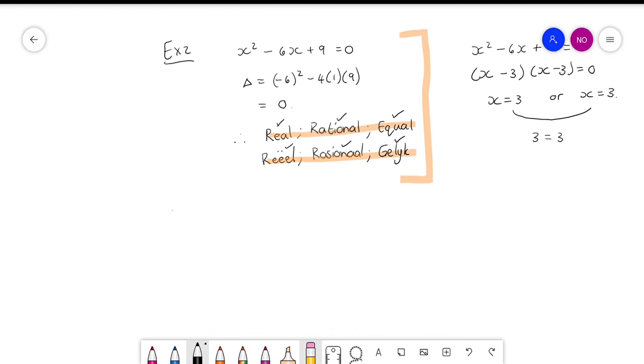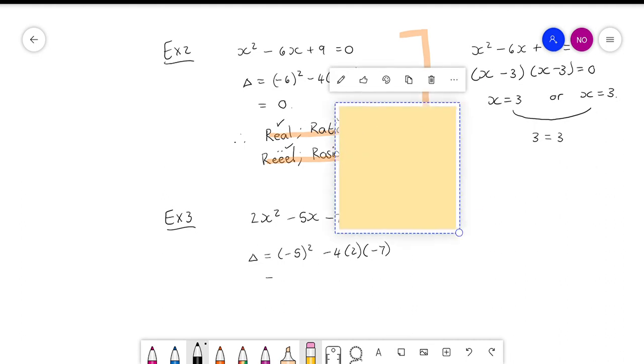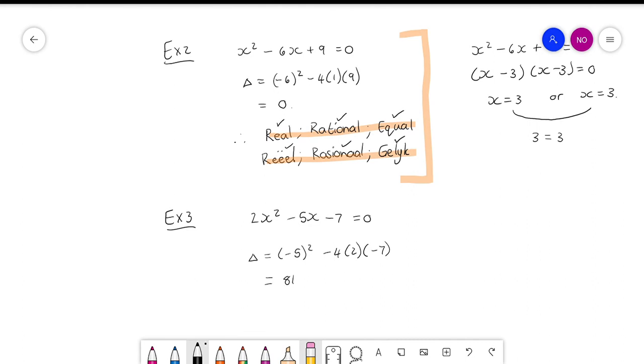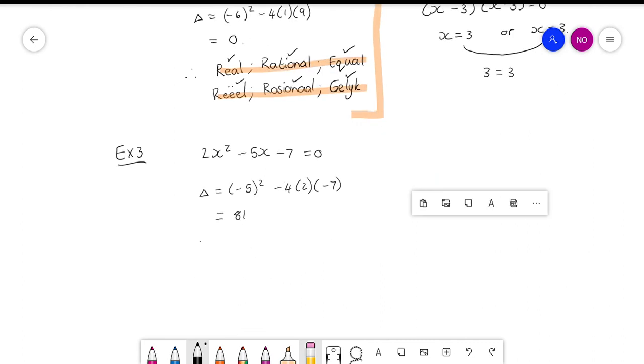Okay, ek gaan begin met die volgende ene, maar ek gaan hom 10-10-1 op die volgende video klaarmaak. Next one, 2x squared minus 5x minus 7. So then for the discriminant, I'm going to say it's minus 5 squared minus 4 times 2 times minus 7. Which is 81. Okay, so immediately I see that it's bigger than 0, meaning that it has to be real.